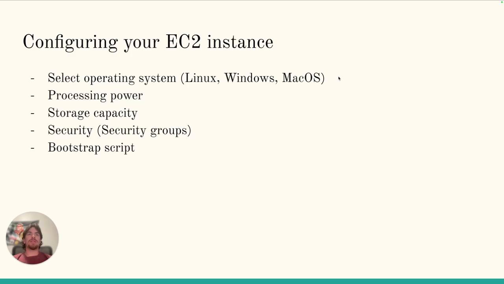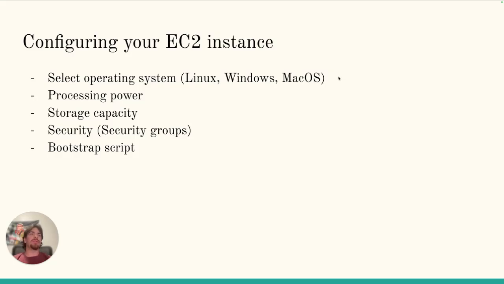When you first launch an EC2 instance, you're going to need to configure it. First, you're going to need to select your operating system. This would be Linux, Windows, or even Mac OS if your program demands it. Then you're going to decide how much processing power you require, in other words, how many CPU cores. Next, you're going to select the quantity of RAM and storage capacity.